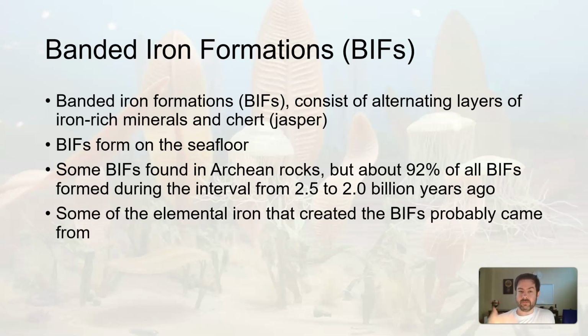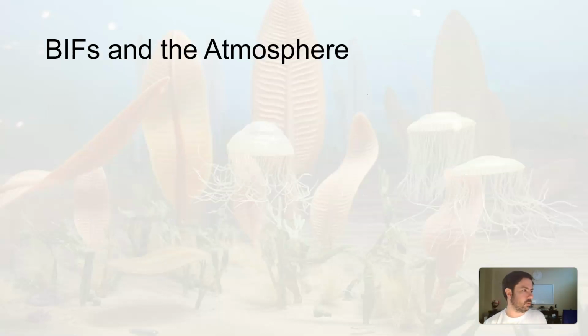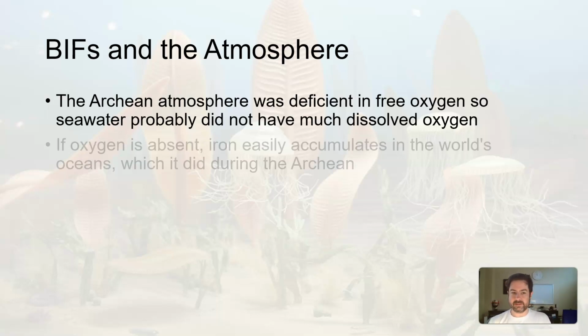The iron that is in these banded formations probably came from a couple of places. The weathering of rocks on land, so think back to the carbonate and silicate cycle, amongst other things. But also those submarine hydrothermal vents, similar to what we see today, those black smokers that we talked about. So what do these BIFs and the atmosphere have in common? The Archean atmosphere was deficient in free oxygen. There was no oxygen in the atmosphere in the Archean. So seawater probably did not have much dissolved oxygen either.